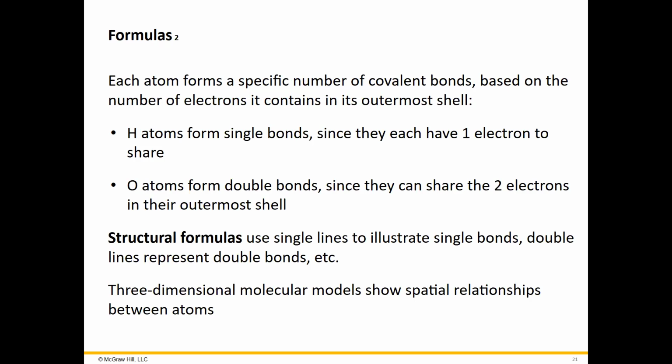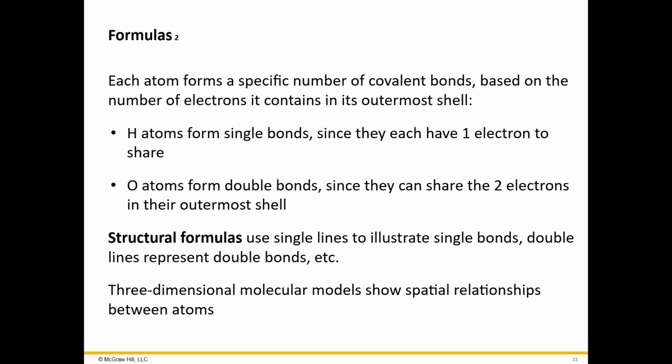Now, a structural formula is a little bit different. A structural formula does tell us how these things are bonded together. So each atom forms a specific number of covalent bonds, and the number of electrons that it shares in its outermost shell will tell us a bit about its structural formula. Hydrogen atoms form a single bond together because they each have 1 electron, so they share 1 together, 2 in total. That's a single bond.